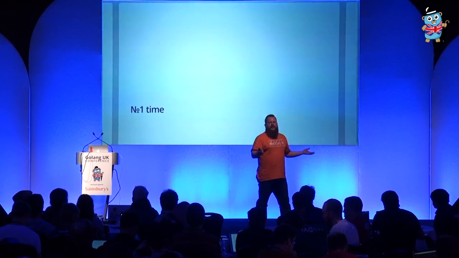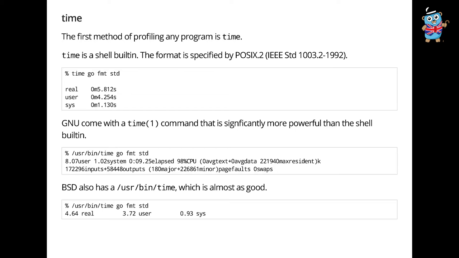So the first way of profiling a program is time. Perhaps a little bit anticlimactic. So time is a shell built-in, and it's just a stopwatch. It'll tell you how long your program took to run. In this example, I just put time in front of gofmt on all the packages in the standard library, just because it takes a few seconds. Things that take a few seconds rather than a few milliseconds are easier to reason about as humans.